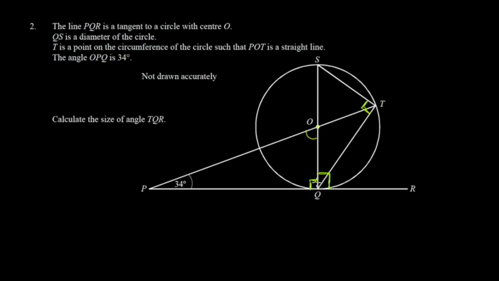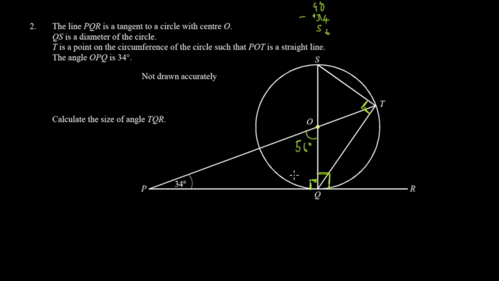Already you have 90 degrees here, so these two, they should share the 90 degrees. So it's just simply a case of saying 90 minus 34. So this one will be 56 degrees.